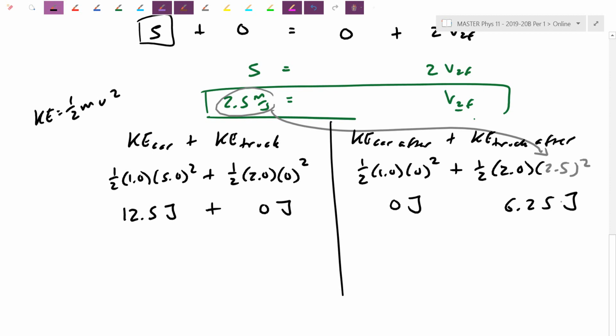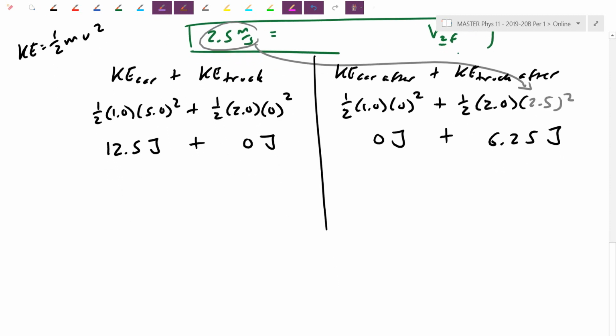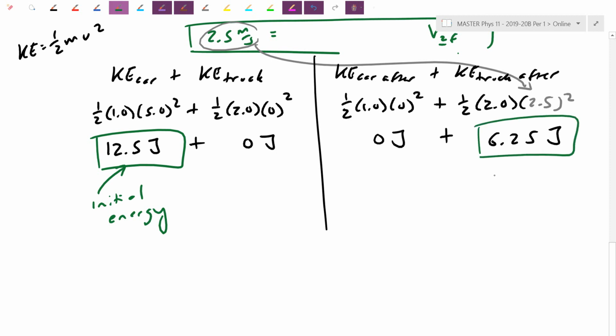Just a general comparison of the energy before and the energy afterwards, we'll notice that the initial energy was actually higher. Initial moving energy, kinetic energy, was 12.5. You'll notice afterwards when the car stops and the truck ends up moving off at 2.5, the overall energy that's still moving energy is actually less. Can you think of a reason why this may be? I thought energy is supposed to be conserved. It's supposed to be 12.5 on this side, 12.5 on the other side.